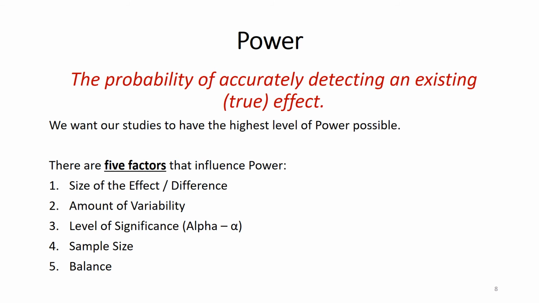Number three is alpha. Alpha, power, and beta are all connected together, and we'll talk about that seesaw battle in a little bit. Sample size also plays into power. And finally, a term called balance. Balance is used when you're comparing two different groups in a particular study. So let's take a look at each one of these five factors that influence power. Let's go on to the next slide.